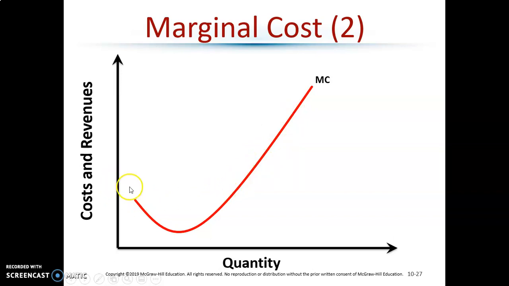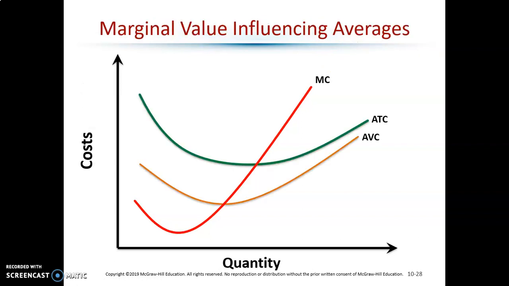So marginal costs, they'll fall for a little bit in the beginning, but very early on, they start to rise, and then they never stop rising. As you produce more and more and more, your marginal costs just keep going up and up and up as you strain your productive capacity more and more. So adding it onto this graph, this is what it looks like.